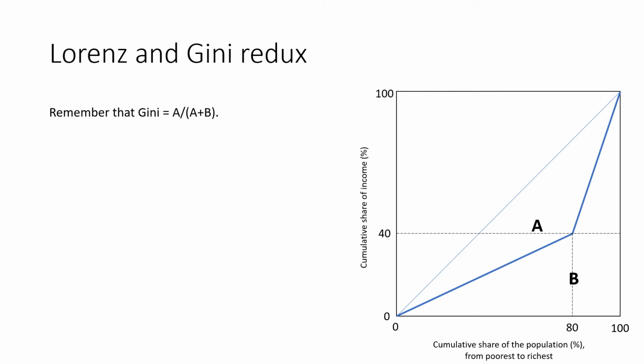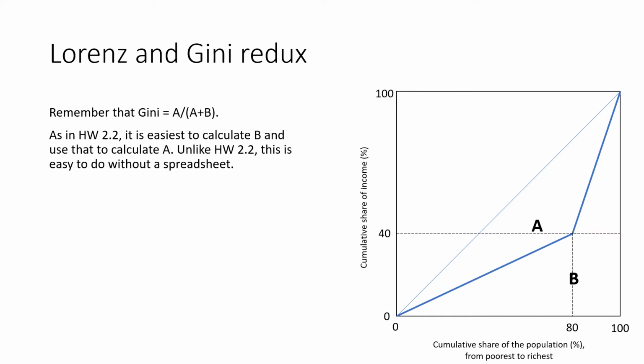right? Remember, the Gini coefficient is always equal to the area A divided by the area A plus B. As in homework 2.2, it's easiest to calculate B and use that to calculate A. And in this case, it's easy to do it without a spreadsheet because we only have a few triangles. In the previous example, you had data for 10 different deciles, but here we only have 2 groups with the same income, so it's pretty easy to do by hand.